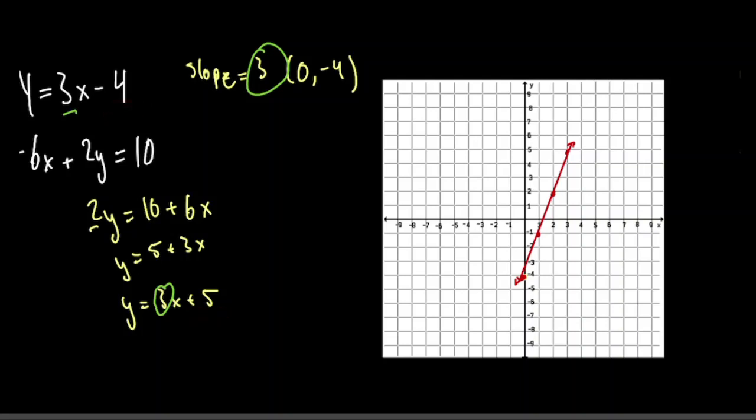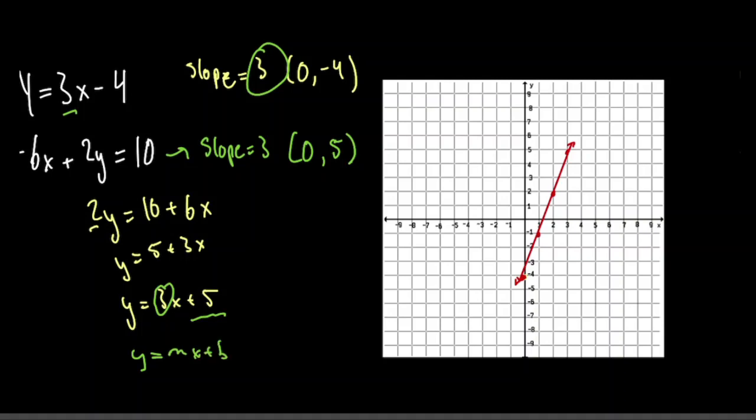So let me just write. So for this equation right here, the slope is equal to 3, and the y-intercept is 0, 5, right? And we find the y-intercept by setting x to 0. So whatever the b value is right here, because this is the term b in y equals mx plus b, right? b is the y-intercept.